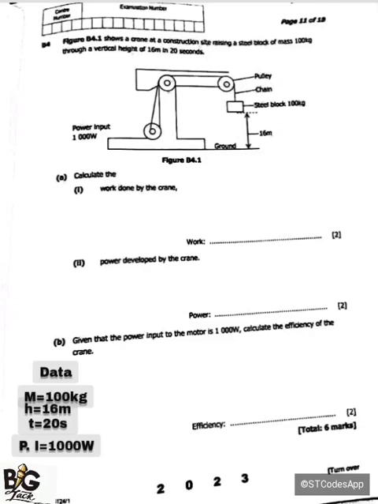Now, the first question, which is question A, says we need to calculate the work done by the crane. The work done here is done vertically, which means it is going to involve gravity, which is going to act downward on the steel block.